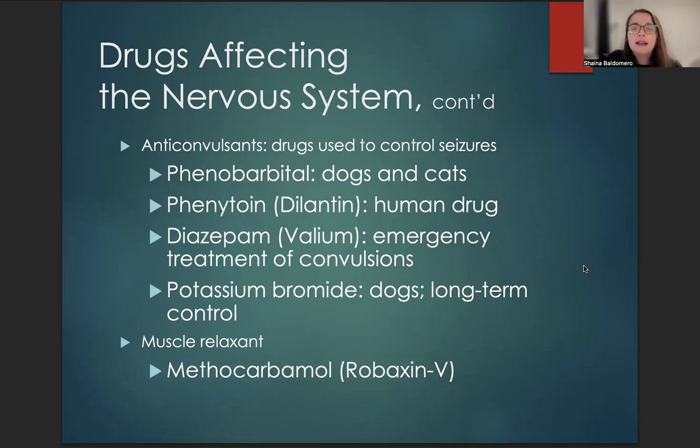However, I cannot forget anticonvulsants. Those are also part of the nervous system. So anticonvulsants are drugs to control seizures. So convulsions, those are seizures. Anti means to go without or against it. So we are preventing or stopping seizures, trying to control them.